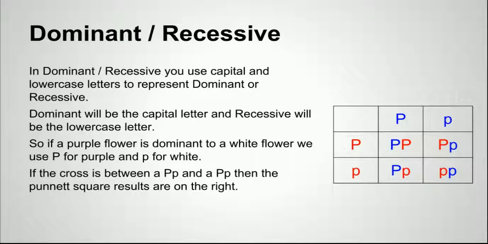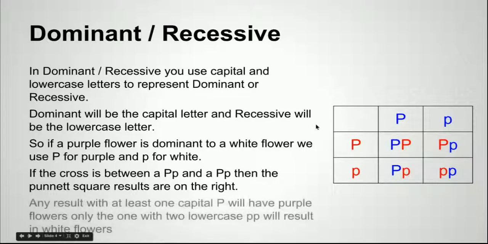So if we cross two that have capital P, lower p with each other, we're crossing them together. Set them up on the top and on the side. So we're going to wind up with one box that has two capital P's. We have two boxes that have a capital P, lowercase p, and we have one box that has two lowercase p's.